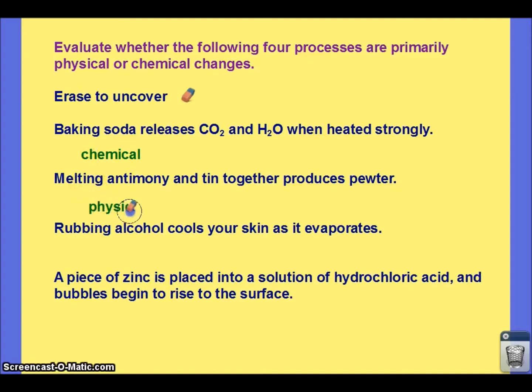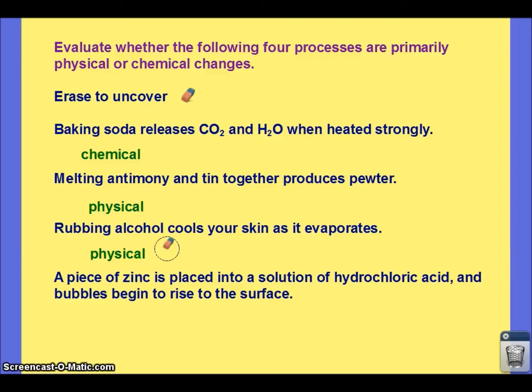You melt from a solid to a liquid. It is physical. Rubbing alcohol cools your skin as it evaporates. It's still alcohol. There is a vaporization. There is a change in state from liquid alcohol to gas. It is a change in state, therefore it is physical.